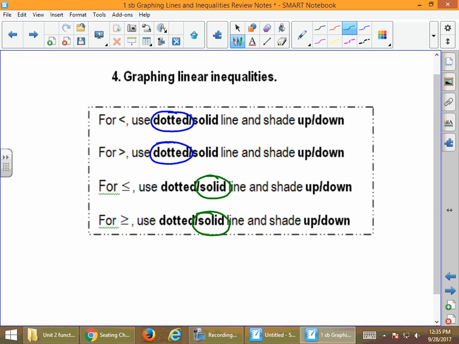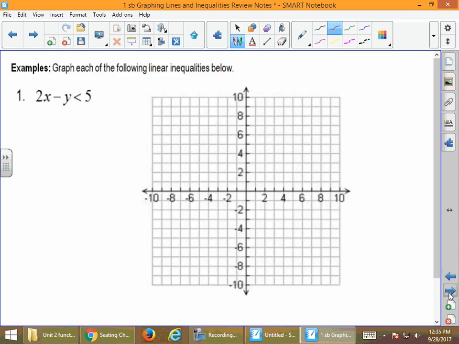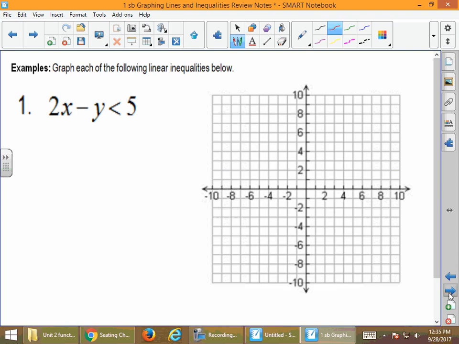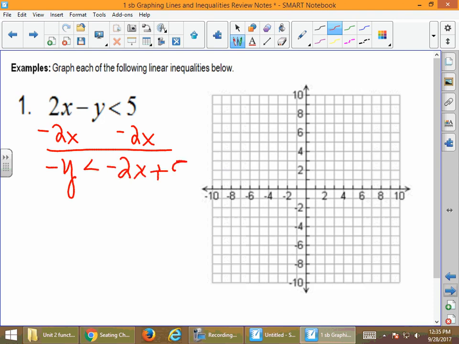And it's not the drawing the line that's oftentimes the problem. It's that people forget to shade because it never says shade. When we look at problem number 1, it says graph each of the following linear inequalities below. The first thing that I hope we notice is that we need to solve for y to be able to do this problem. So we're going to subtract 2x from both sides. And we get negative y is less than negative 2x plus 5.